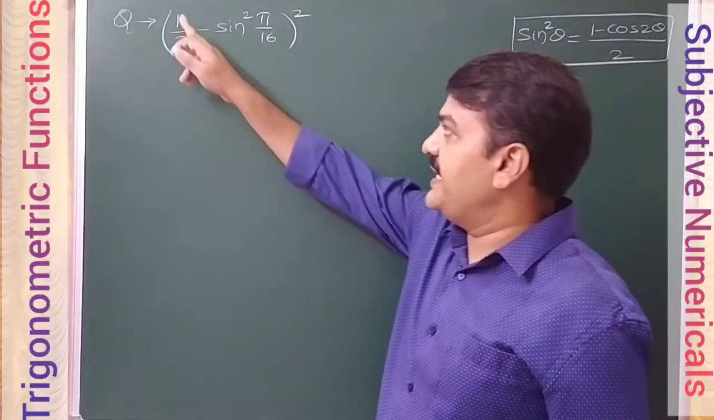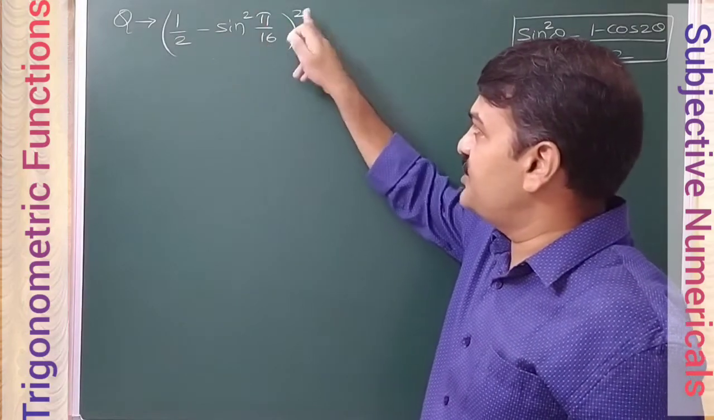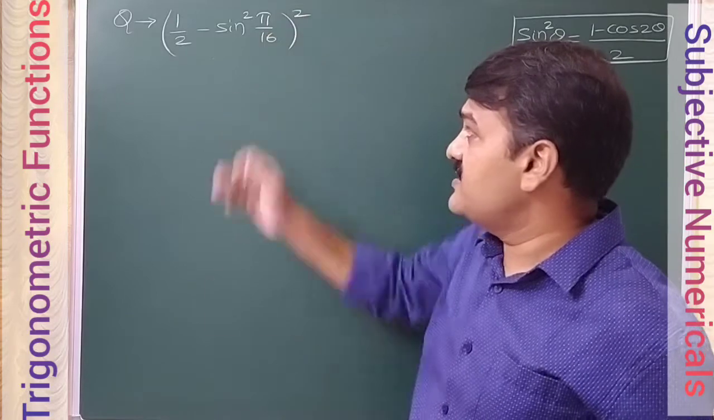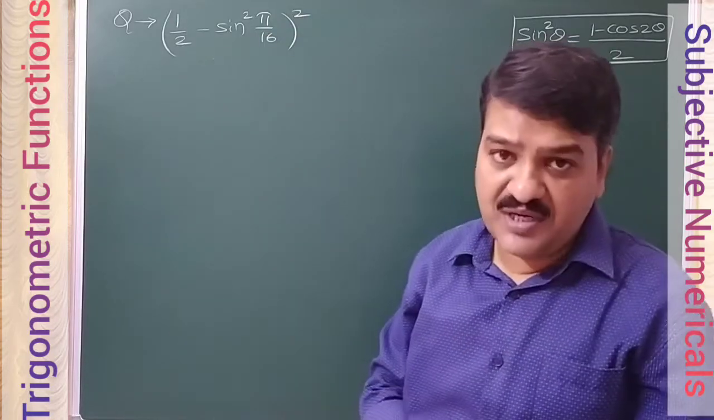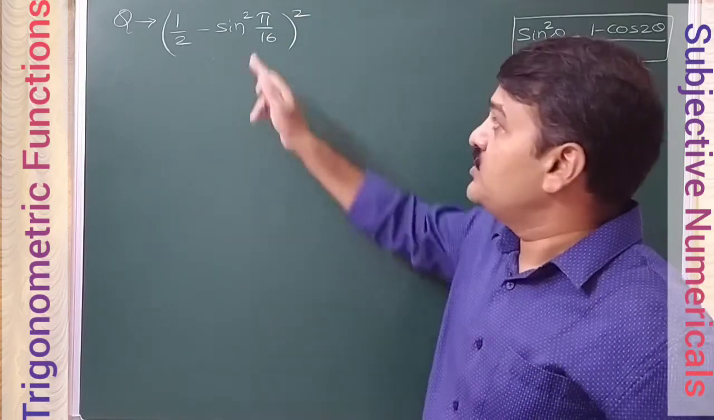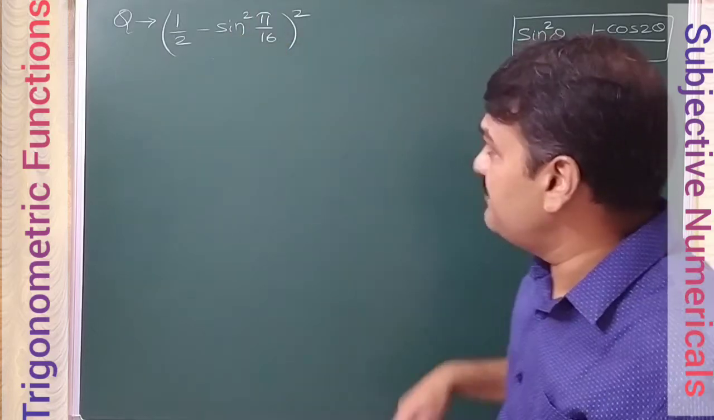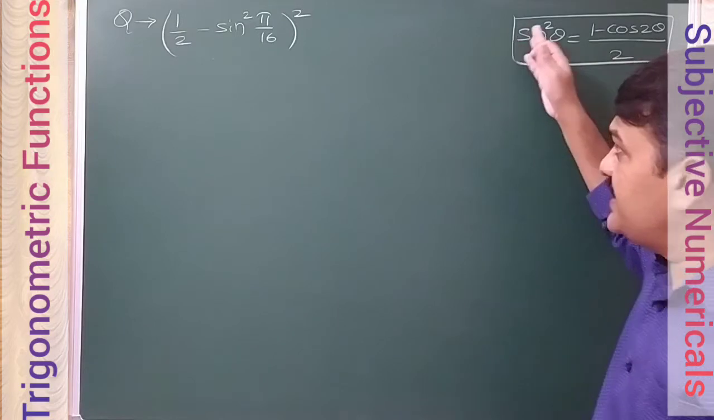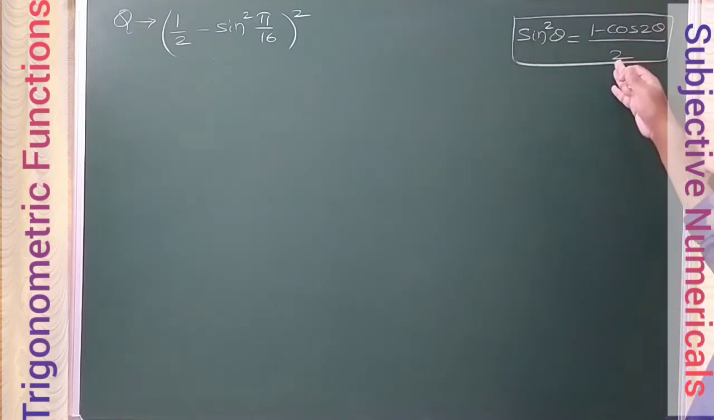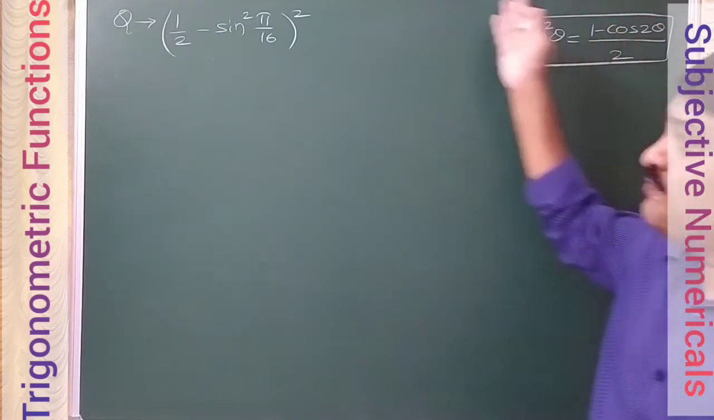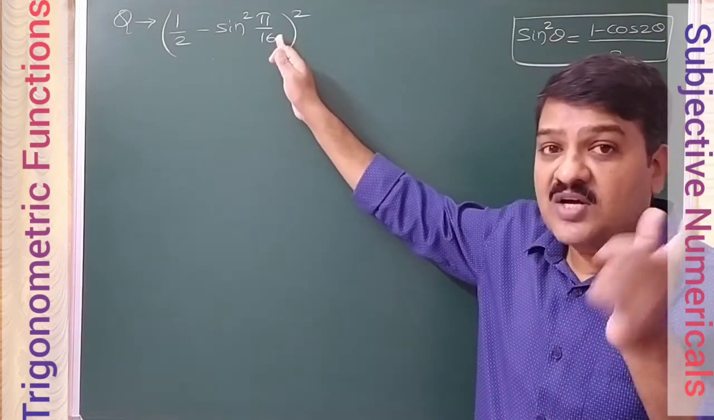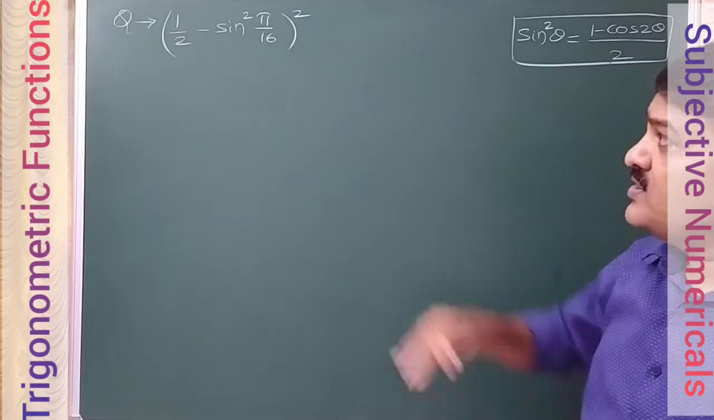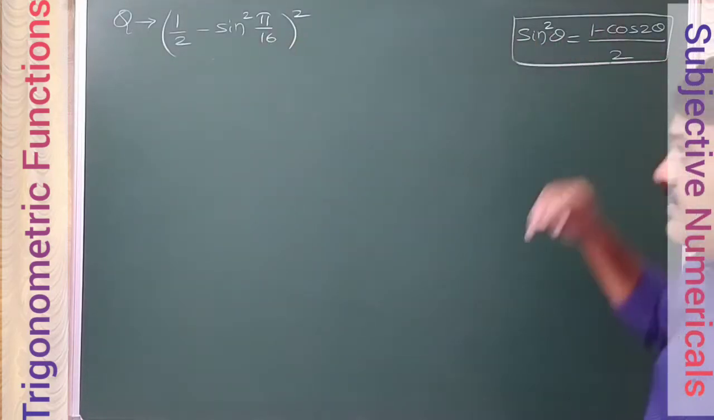1 by 2 minus sin square pi by 16 whole square. So directly this sin pi by 16 value, actually we don't know what is sin pi by 16. So this sin square pi by 16 we will try to modify using this formula. We know that sin square theta is 1 minus cos 2 theta by 2. So if you apply the formula, you are going to get the cos function in terms of pi by 8, and we know what is cos pi by 8. So let us apply this formula.